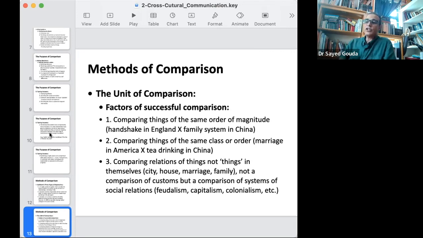And comparing relations of things, not things. When we compare two things, two objects, two units, we don't compare the things in themselves. We compare their values, their relationships to the people, for example. When we compare marriage in America or in the West and marriage in China, we don't compare the marriage in itself, but the value behind it, the relationship between that thing and the society itself, for example.